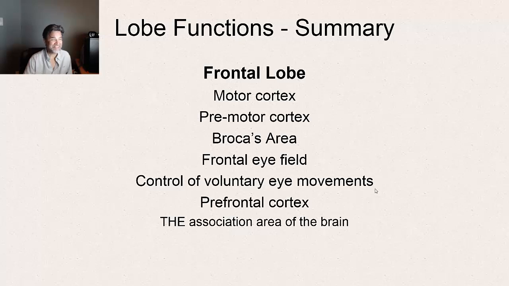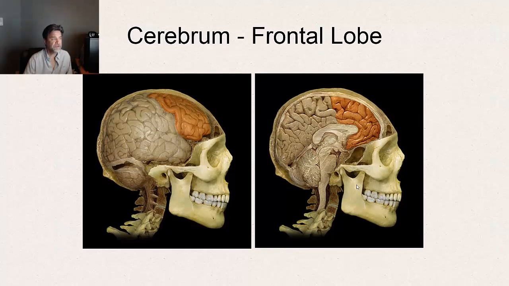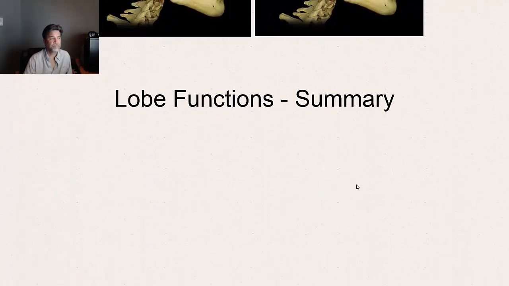Okay, just to emphasize that, the association area of the brain gets inputs from vast regions of the brain, and they all come here together for us to make decisions about how we're going to present ourselves to the outside world. So there is the frontal lobe in the brain.